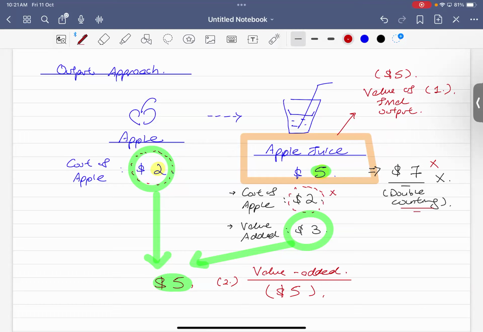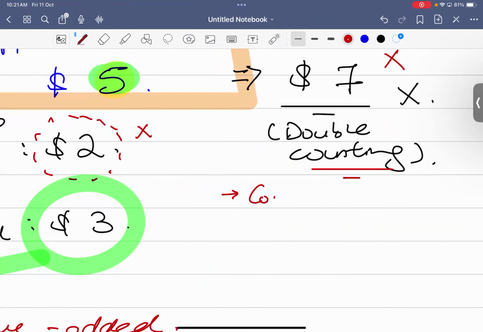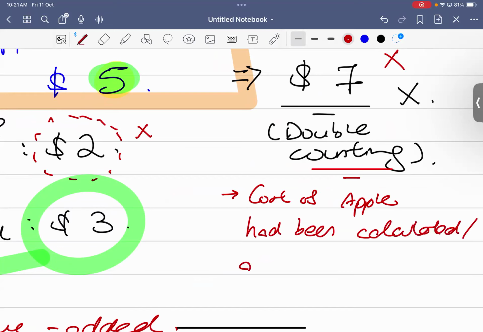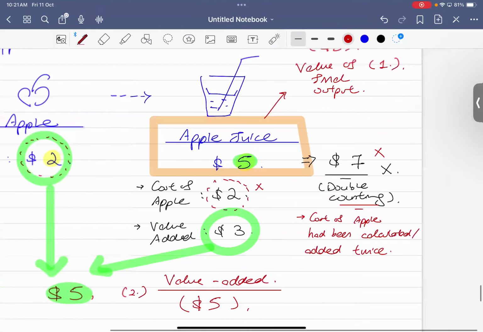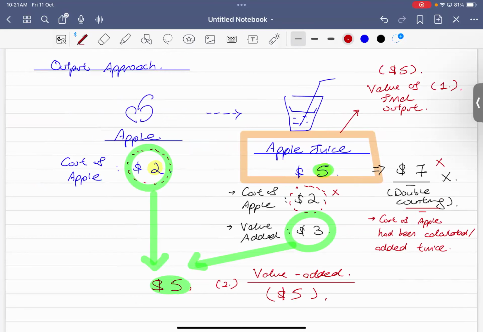We do not want the cost of apple to be calculated twice. So remember, the double counting here means the cost of apple had been calculated or added twice. So therefore, there is double counting earlier. All right. So therefore, these are the 3 approaches.